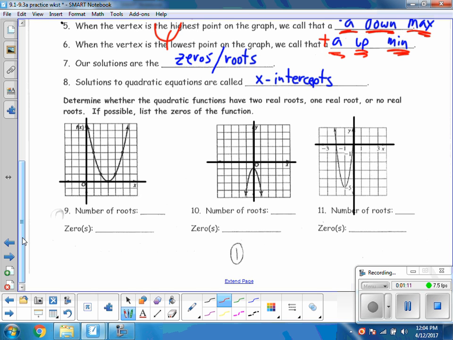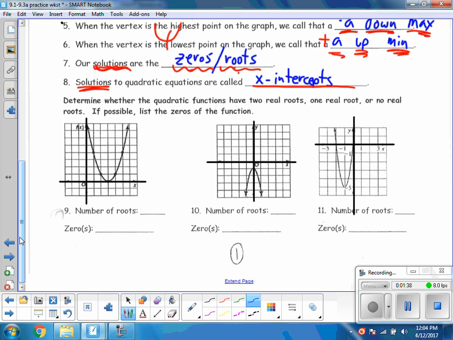Our solutions to a quadratic equation are going to be called a couple different things. I could ask you for the solution, I could ask you for the zeros, I could ask you for the roots. So when I ask for any one of these three things, what you really are giving me is the solution. So what is the solution? The solution is the x-intercepts. So when I ask for the roots, the zeros, or the solutions, you are going to give me the x-intercepts.